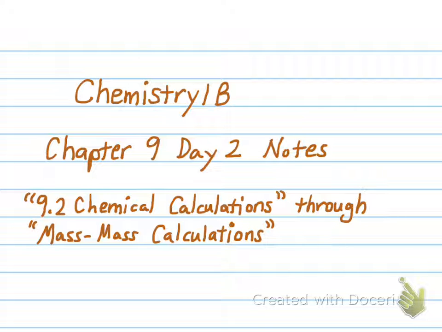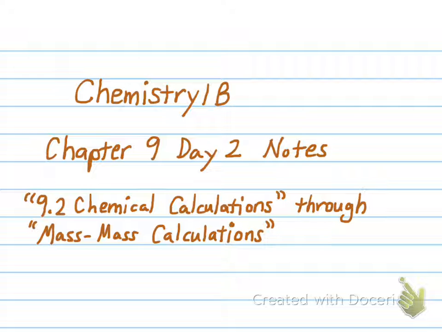Good morning, chemistry students. Here are your Chapter 9, Day 2 notes. So today we're going to talk about how to start some stoichiometric calculations. So again, you should have your periodic table with your helper sheet out. You should have your chemistry toolkit with those 5 tools, those 5 conversion factors out and ready to go. You should have a calculator out and ready to go.